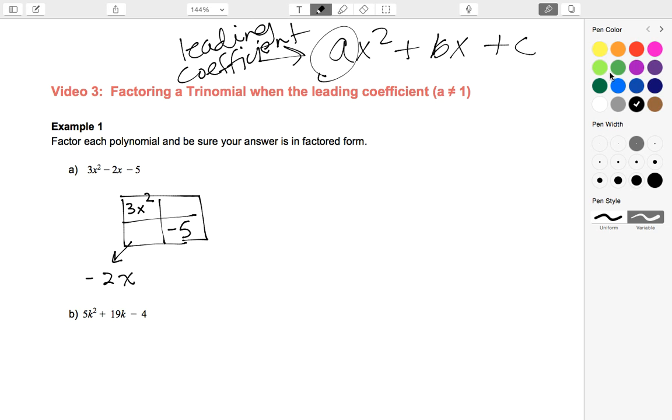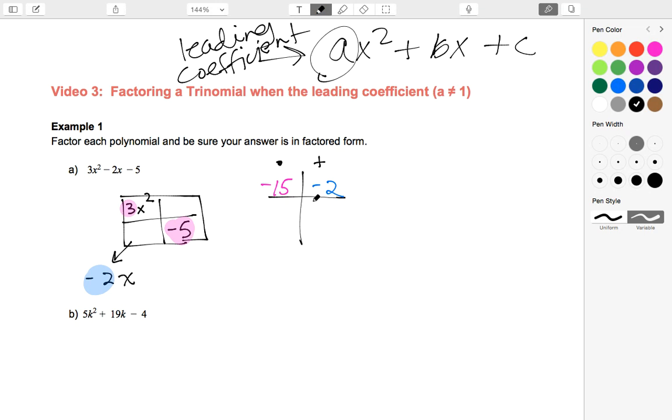And then I have to go ahead and create my product and sum. All right, so this is the one where it gets a little bit different. So right here, instead of having 1, I have a 3. And I'm going to multiply that 3 times the negative 15, and that's going to be my product, negative 45. And then the one thing that stays the same is I still need to see what number it adds up to from the middle coefficient. So here, this should be negative 2.